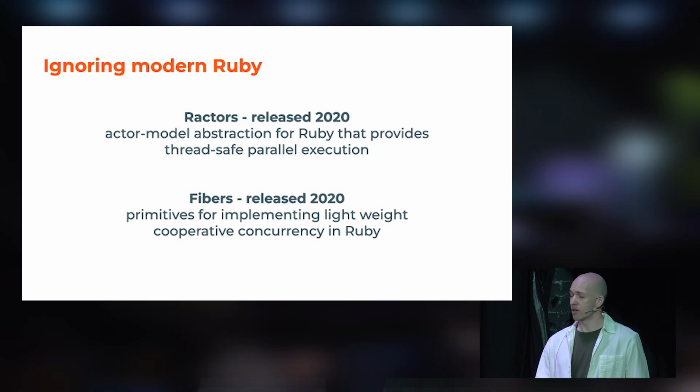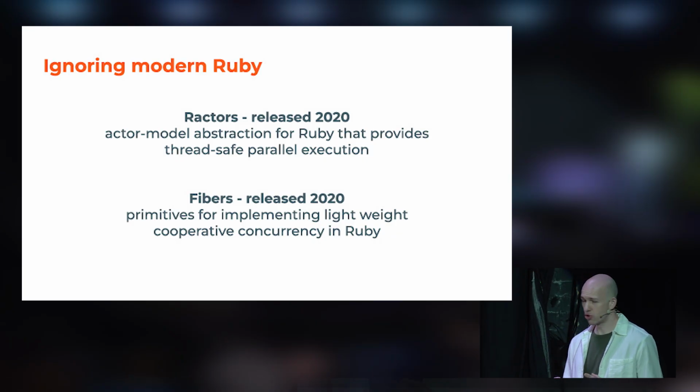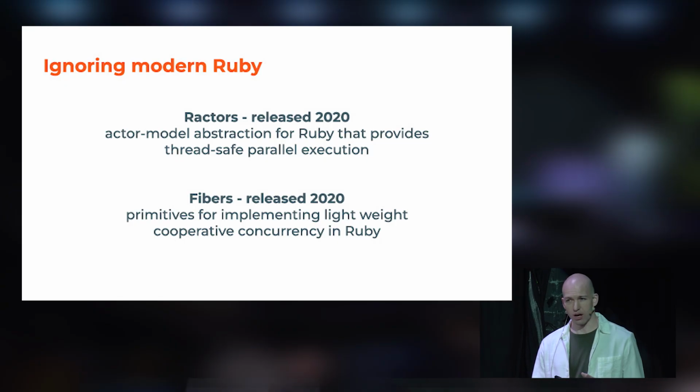Fibers, another fantastic feature I'm going to be talking more about today. Essentially, it allows to pause Ruby code wrapped inside a fiber and then resume this code later. In theory, it allows to create Node.js type applications that do not block while waiting on I/O. Completely ignored.